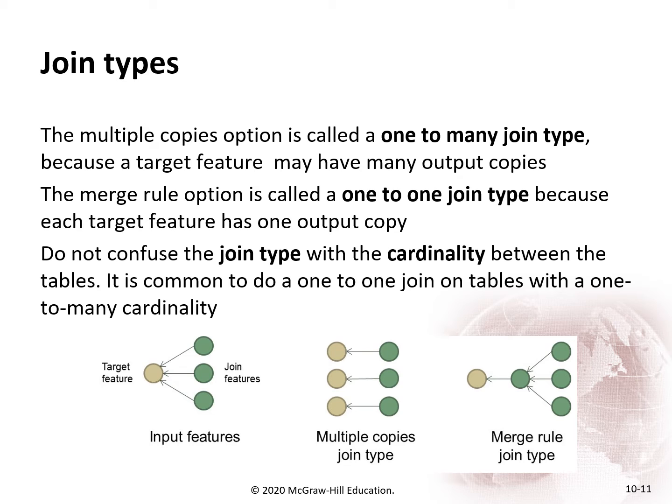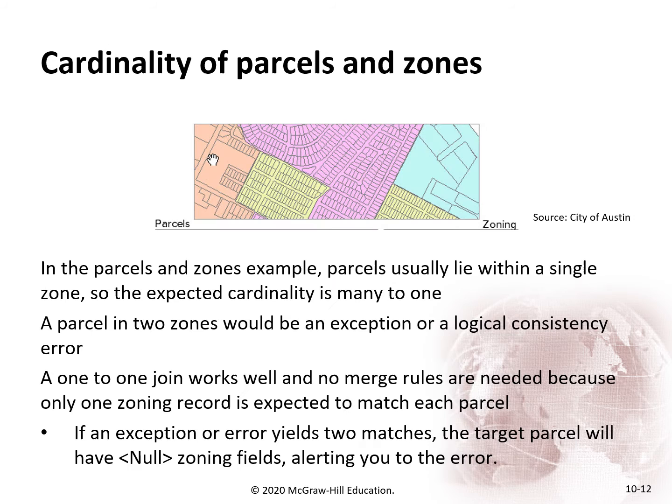Don't confuse the join type with the cardinality between the tables. It is common to do a one-to-one join on a table with a one-to-many cardinality. Yeah, you have a one-to-many cardinality, you summarize the data and complete the join. And you don't have to do the summarization, the software does.